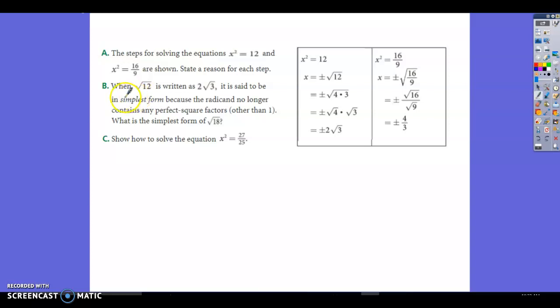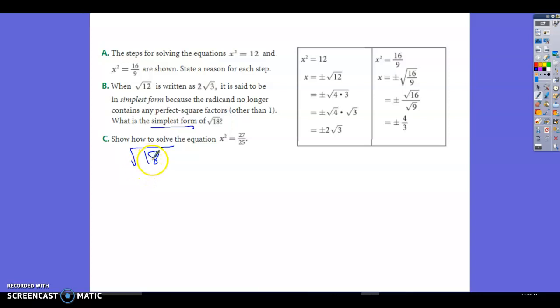It says when the square root of 12 is written as 2 square roots of 3, it is said to be in simplest form because the radicand no longer contains any perfect square factors other than 1. What is the simplest form of square root of 18? All right, so let's do square root of 18. All we're doing is breaking it down, rewriting it in simplest form. We don't have an equation right now. We're just trying to simplify the square root of 18, just remembering our properties.